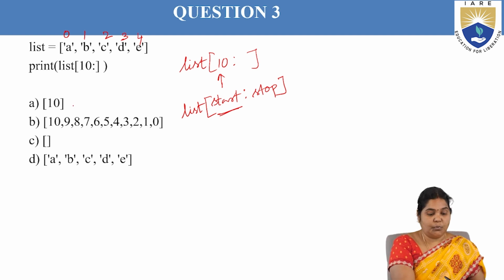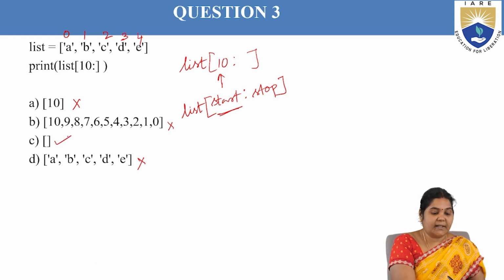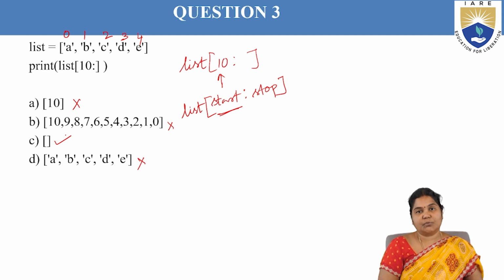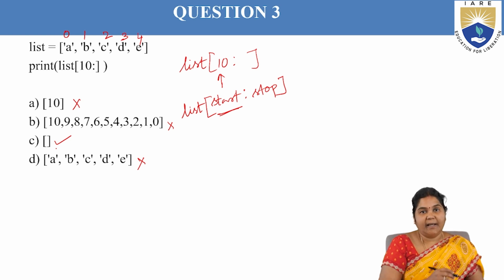Will it be 10? No. Will it be 10, 9, 8, 7, 6 up to this? No. Will it be the same original list? No. So what will be the answer? What value is present at the 10th index onwards? You will get an empty list. In Python, every data type or data structure is dynamic in nature. So at the 10th index, since there is no value, you will get an empty list.